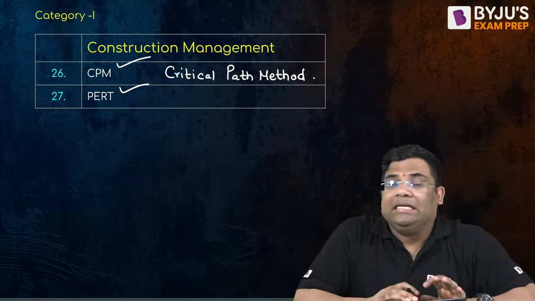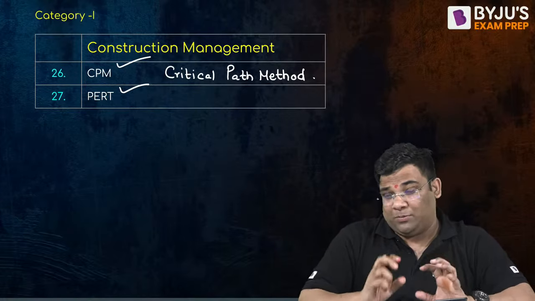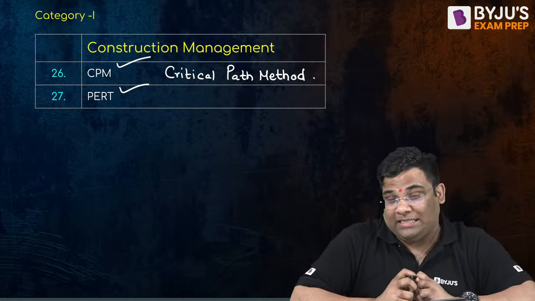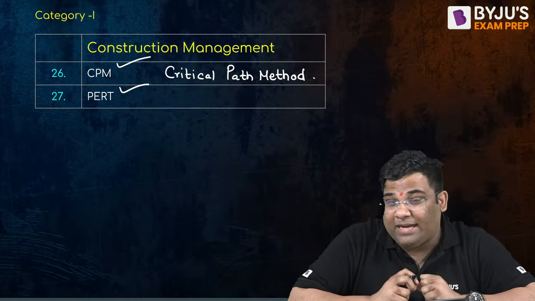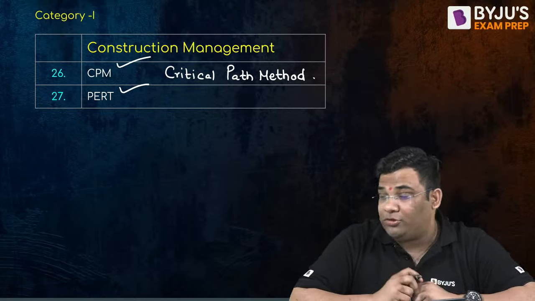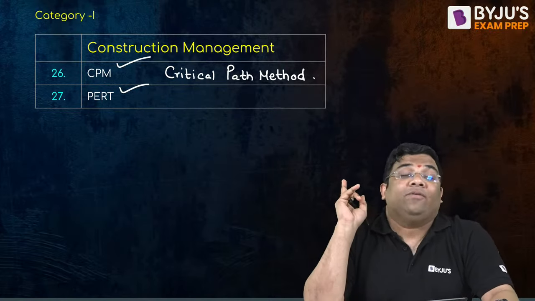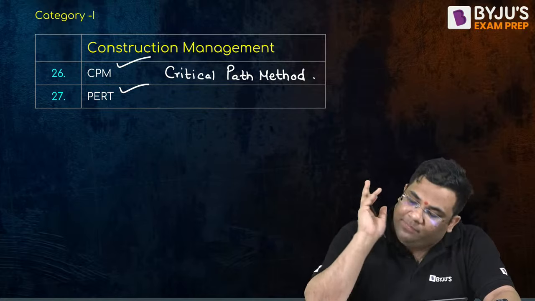Now, in construction management, both CPM and PERT. CPM is the critical path method. Both are important, you should cover both. We will be discussing CPM and PERT in detail because there are so many small things, like finding the probability in a scheduled time, finding the critical path, and finding different types of floats. All these are covered in these two. You should complete this. There is a very high chance that they will ask questions from CPM and PERT.